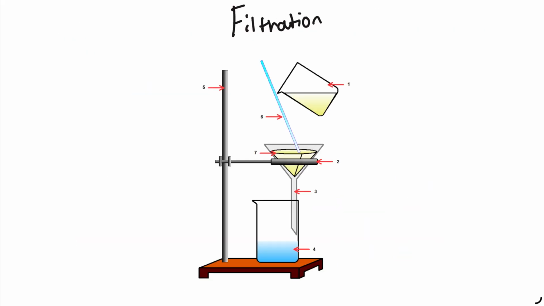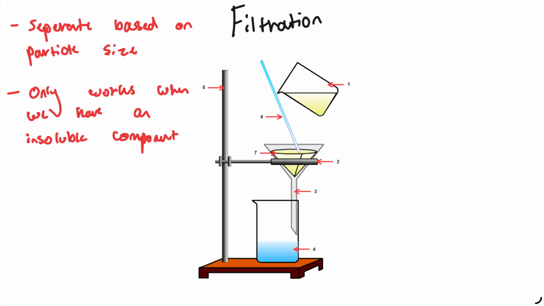Let's begin. When we want to separate solids from a liquid based on their particle size, we use filtration. Filtration is a physical way of separating our solutions. Filtration only works well if one component is insoluble, such as sand and water. I'm sure you know how filtration works, but imagine here we have sand and water mixed together.